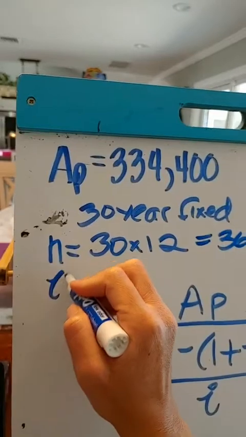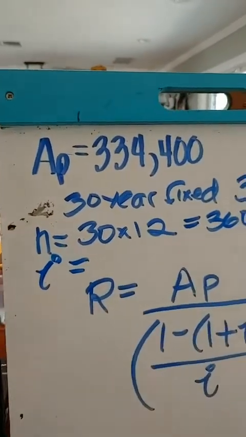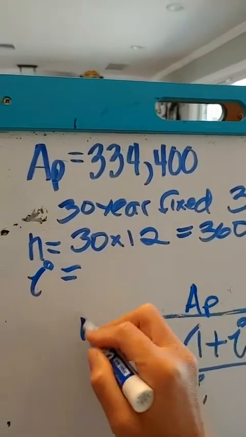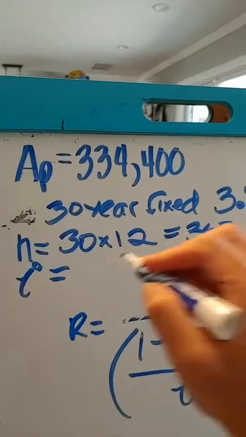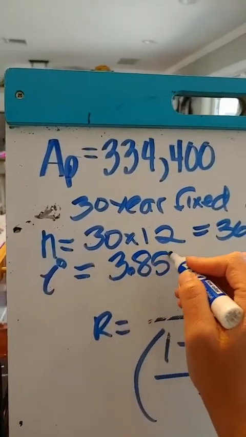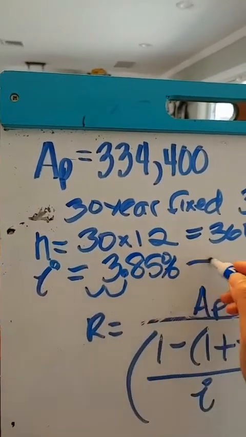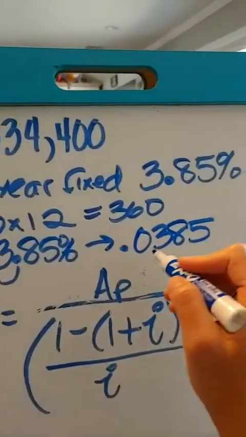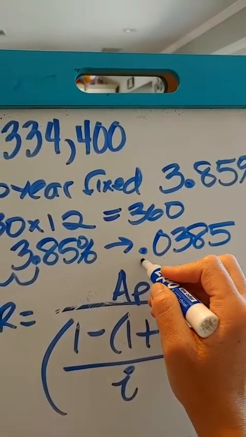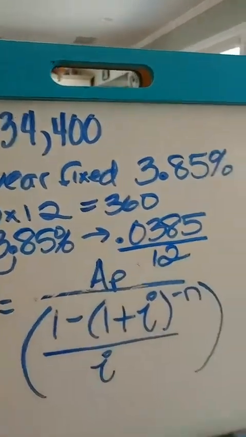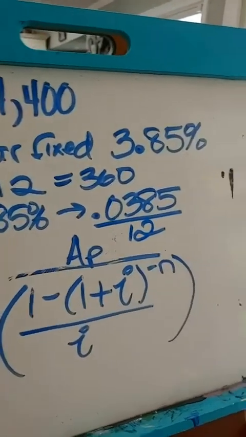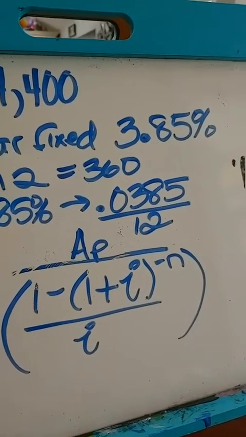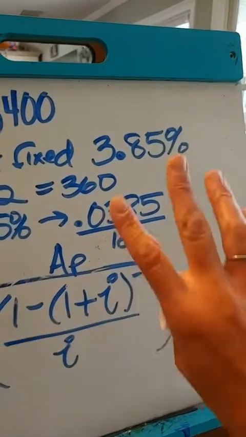Okay, and then my I is my 3.85% changed into a decimal, so 0.0385. That's my annual interest rate, and then divide it by 12 because I need my monthly interest rate because I make my mortgage payments monthly. Okay, when I divide it, it's like a scary looking decimal, so I'm going to leave it as that fraction.